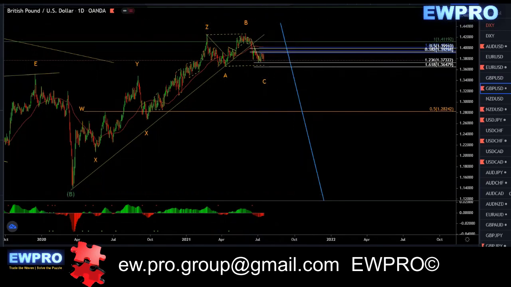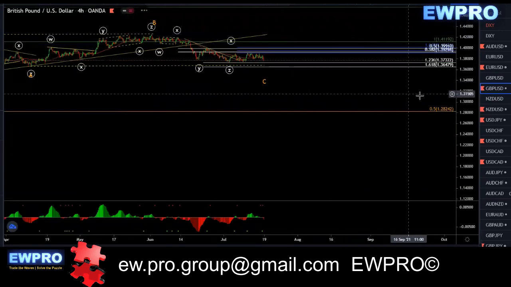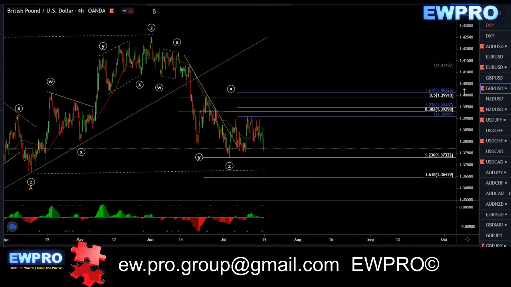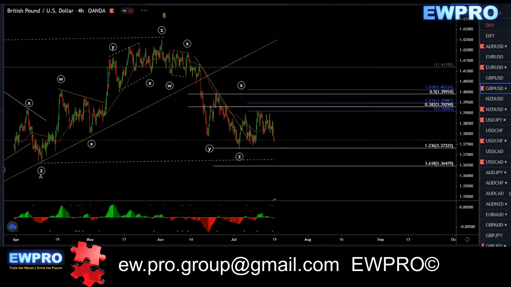But this here is looking corrective, and this top here was broken over here, so I can only look at it as an A, B, C, as a running or expanding flat before we get more upside. Again, we had that bear hidden here, and we went and broke that low, hitting the first target. We still haven't hit that second target.